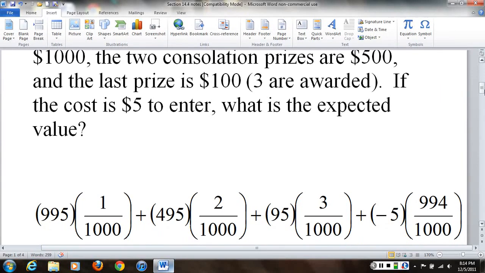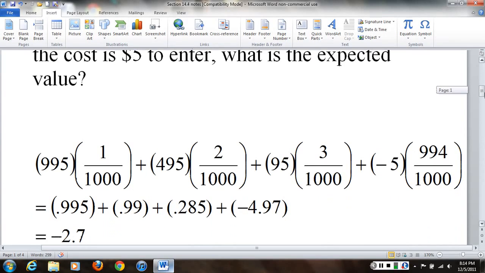So these are the fractions that I set up, and then it's just a matter of doing the math. So here they all are. So my expected value is negative 2.7. So that means I stand to lose on average, were I to play this game 100 times or so, about $2.70 each time I play it, on average.